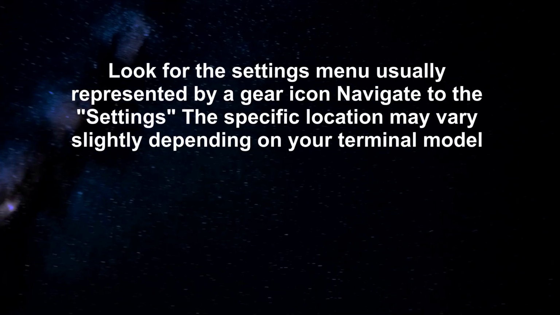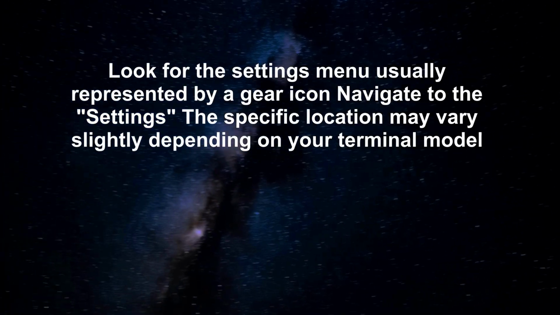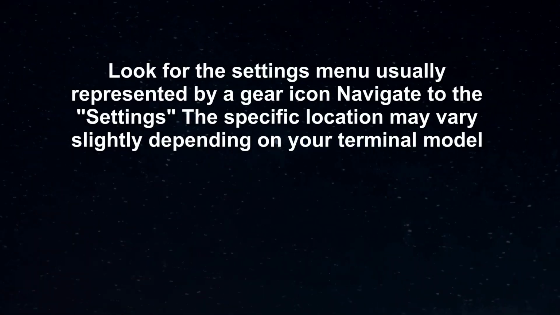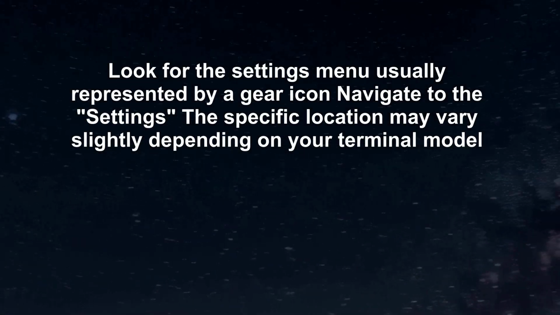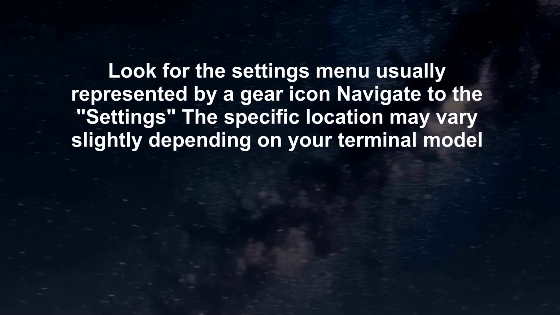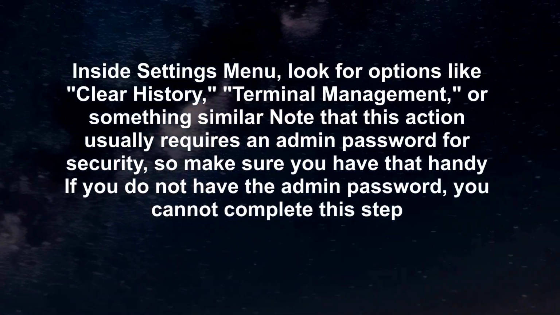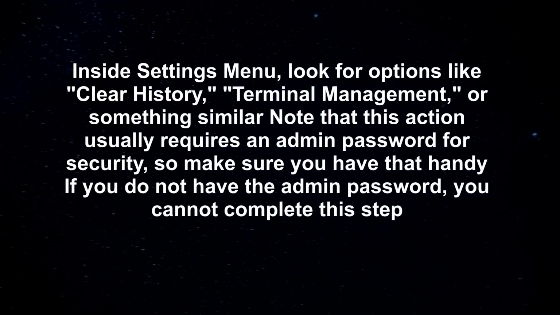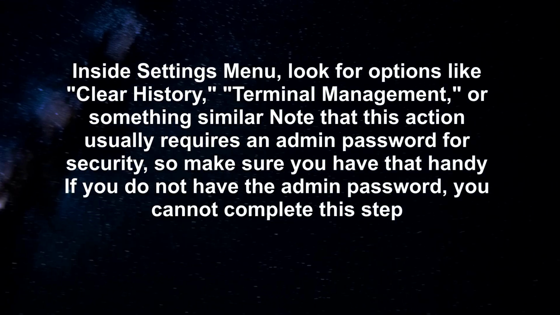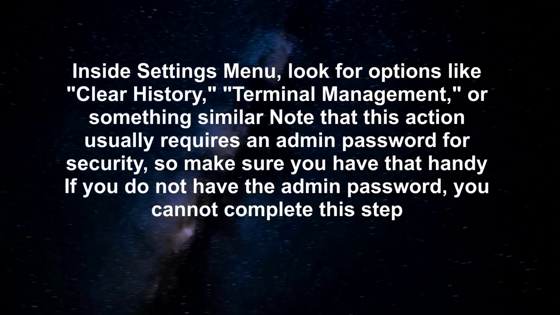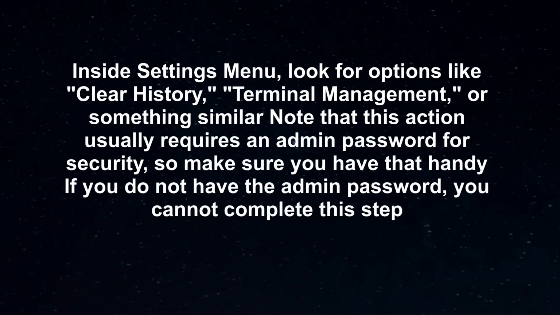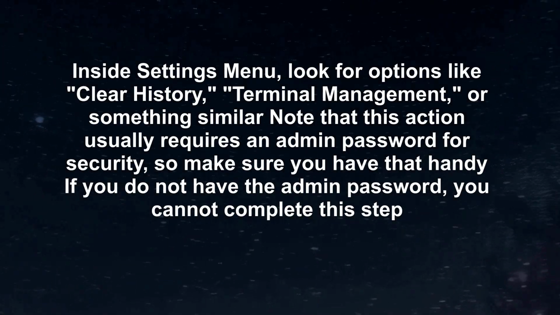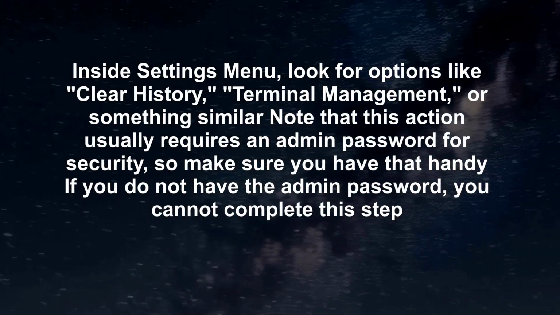Look for the settings menu, usually represented by a gear icon. Navigate to the settings. The specific location may vary slightly depending on your terminal model. Inside the settings menu, look for options like clear history, terminal management, or something similar. Note that this action usually requires an admin password for security, so make sure you have that handy. If you do not have the admin password, you cannot complete this step.